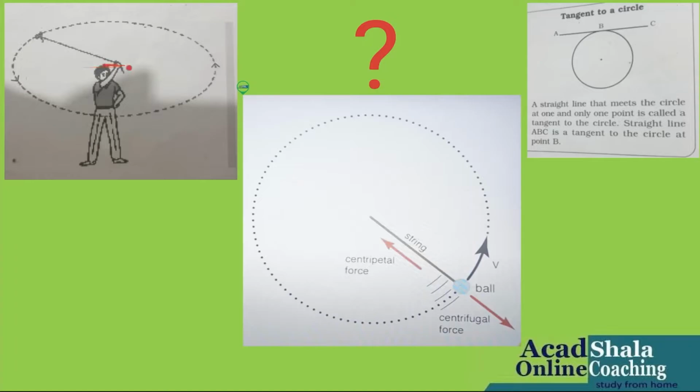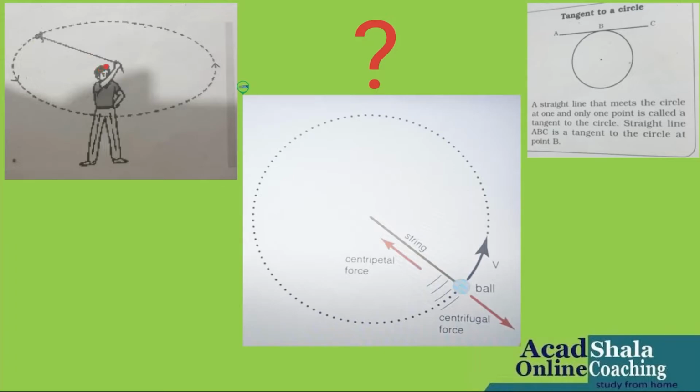This force, which is in the center, that means the boy's hand, is known as centripetal force. I repeat, centripetal force or center seeking force, which is in the middle of the circle. That means that is the boy's hand.